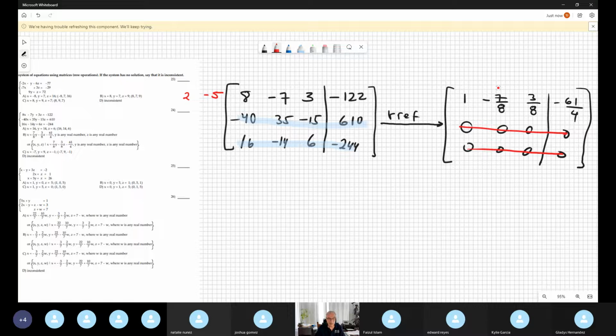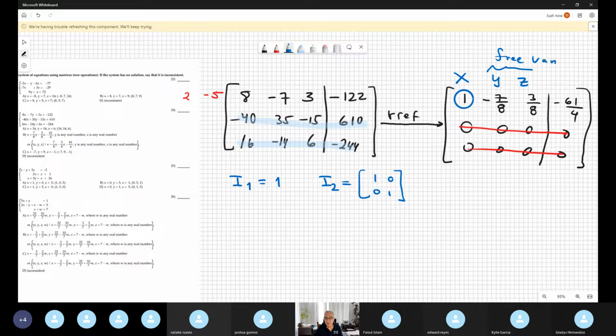Okay, now analysis. What is the solution? I always try to find the identity matrix, but in this case we have only 1. So that means this identity matrix is of dimension 1, which is just the scalar 1. If it is an identity matrix of dimension 2, well, then it is 1, 1, 0, 0, and so on. But in this case, no. So this is the only variable that is non-free. Y and Z are free. This is the extra block that represents the free variables.